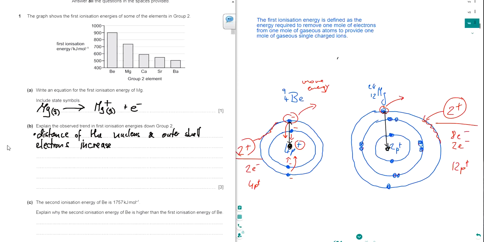And that will further increase this shielding when we go down the group, because we add another shell in calcium and we add another shell in strontium and so on. So we have increased shielding.